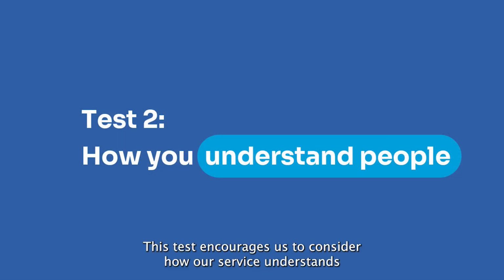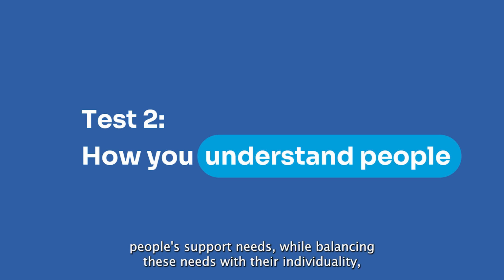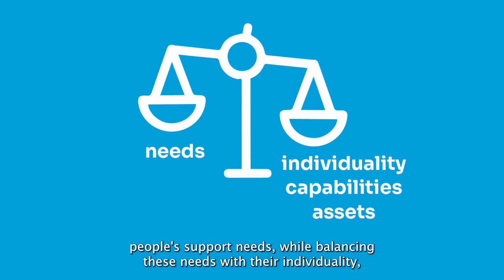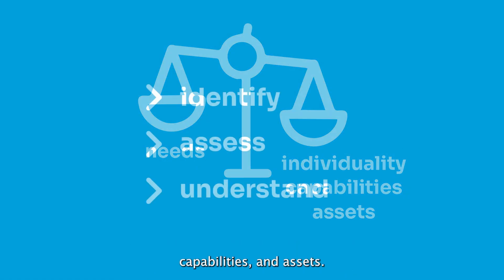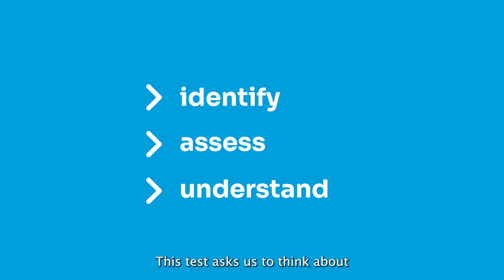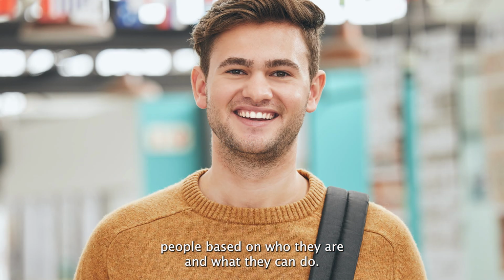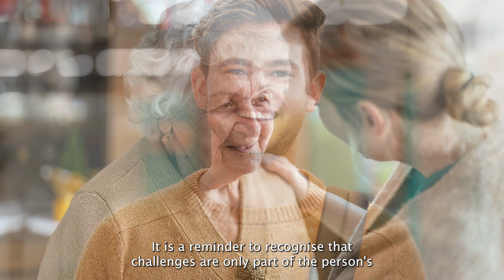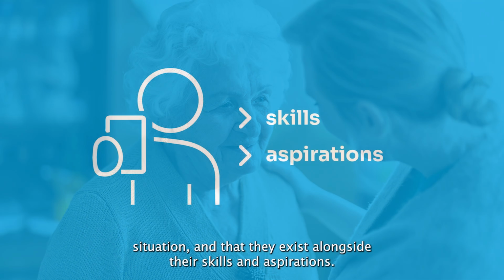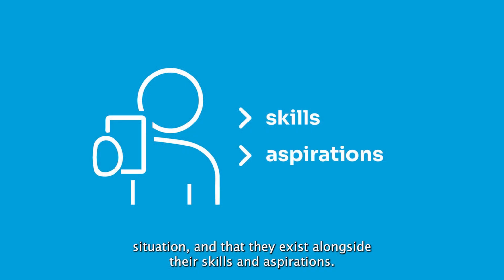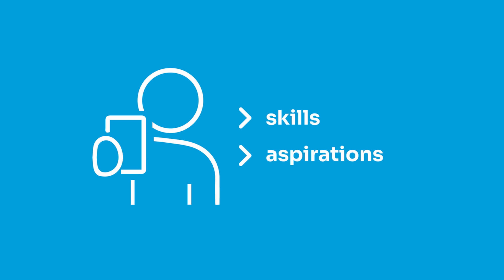Test 2. This test encourages us to consider how our service understands people's support needs, while balancing these needs with their individuality, capabilities, and assets. This test asks us to think about how we identify, assess, and understand people based on who they are and what they can do. It is a reminder to recognise that challenges are only part of a person's situation and that they exist alongside their skills and aspirations.